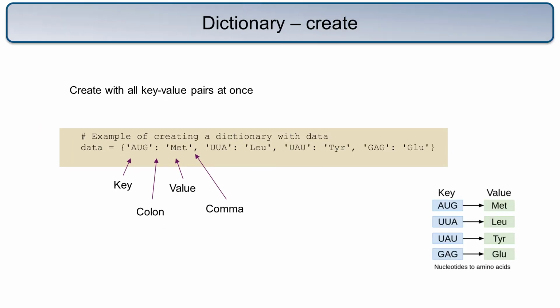A dictionary can also be created with all key-value pairs at once. The key-value pairs are added within the curly brackets by first writing the name of the key, followed by a colon, and then the value that should be matched with the key. Each key-value pair is separated by a comma in the dictionary.